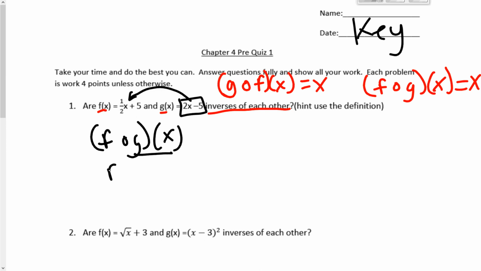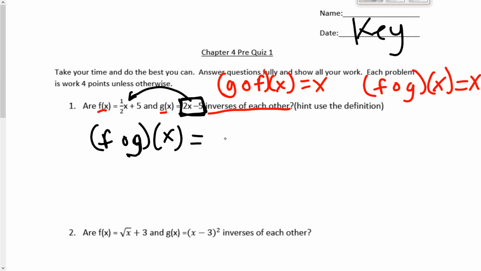Another way to look at it is f of g of x, like that. So whatever is inside the parentheses is what you're plugging in for x. Here I'm plugging x into g, and then I'm plugging what g of x is, that whole equation, into f.